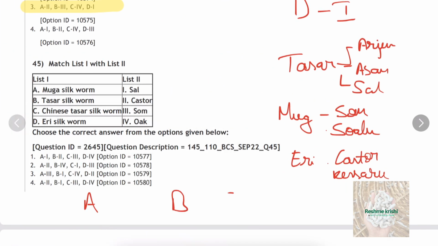Looking at this, if you see again, A, B, C, D. Muga silkworm feeds on Som, so A is 3. Then Tasar is on Sal, which is 1. Then the Chinese one, the oak Tasar, is 4. Then the Eri silkworm is castor, 2, right? So what is the answer? Answer 3, right? A3, B1, C4, D2.